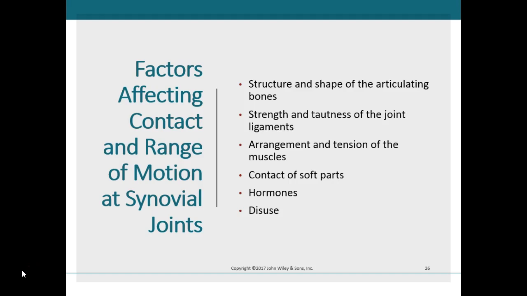There are several things that contribute to range of motion. The first, of course, should make sense: the shape and the structure of the bones that articulate together. The way those bones fit together, how tightly or how loosely they fit together, what their articulating surfaces look like. The articulating surfaces of some bones have a very complementary relationship.